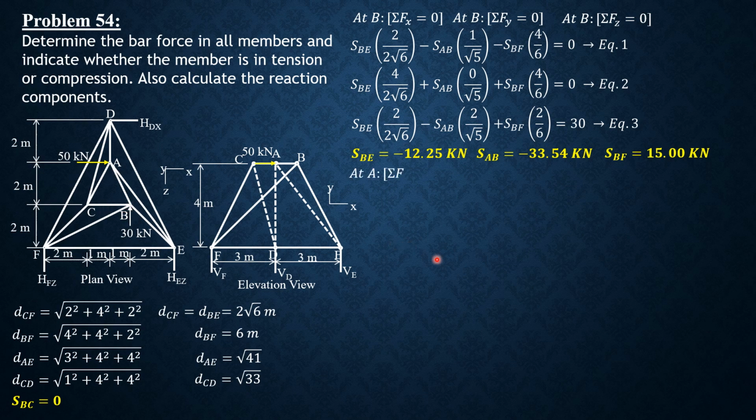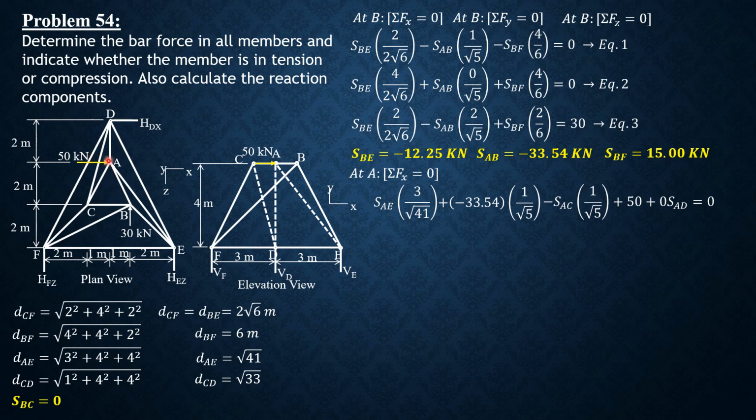So that's it for the member forces attached at B. SBC is 0. Then we proceed to joint A. Summation forces X equals 0. So let's begin with SAE. SAE times 3 over distance, square root of 41. Then plus SAB, which is negative 33.54 times 1 over square root of 5. Minus SAC times 1 over square root of 5. Then plus 50, plus SAD, which has no x component, so 0 SAD equals 0. So simplifying, SAE 3 over square root of 41 minus SAC 1 over square root of 5 plus 0 SAD equals 33.54 over square root of 5 minus 50, is negative 35. Call that equation 4.